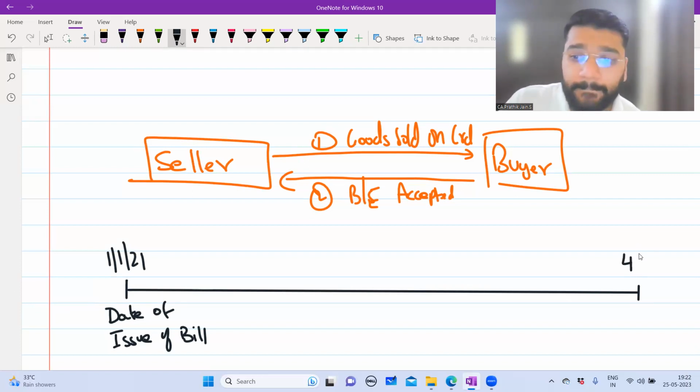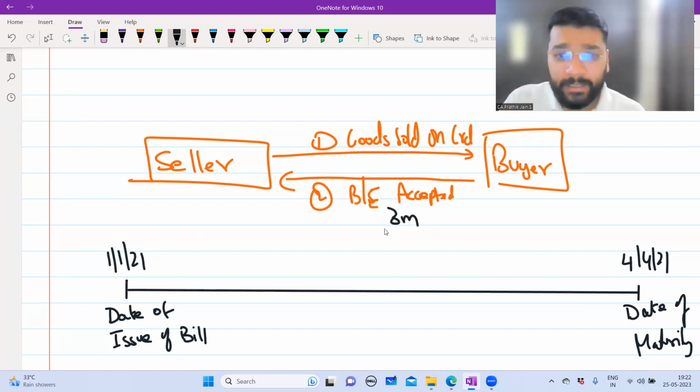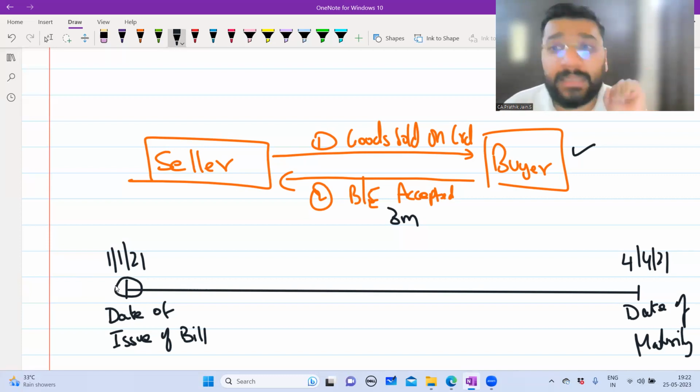April 4. 4th April 2021 is the date of maturity. Now here what happens is that the buyer or the customer is granted a 3-month credit period. A 3-month credit period is granted because at that point of time, when the bill was being issued, the buyer was not having money and he felt that to arrange this money, he would be requiring 3 months.